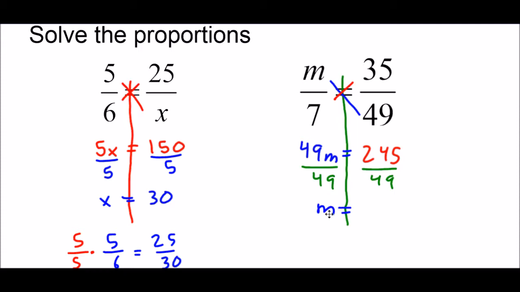So m equals 5. And if I want to check it, let's think that through for a second. I've got 5 over 7 equals 35 over 49. Well, if we think about it again, if I multiply top and bottom by 7, I get equivalent fractions. 35 over 49 equals 35 over 49. So this answer works.